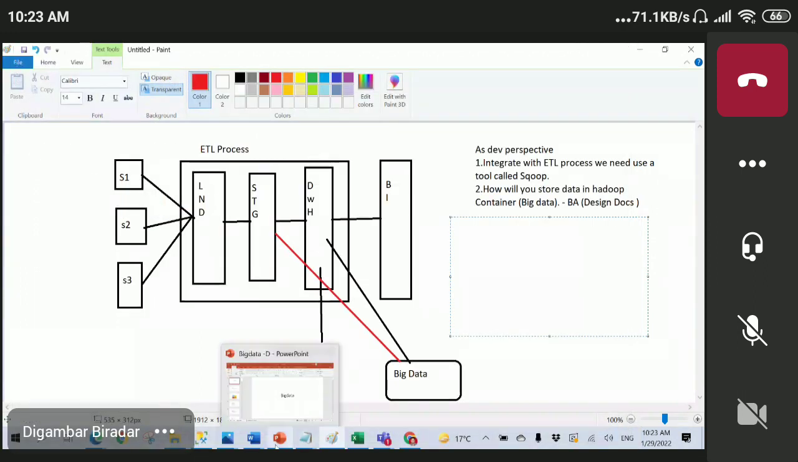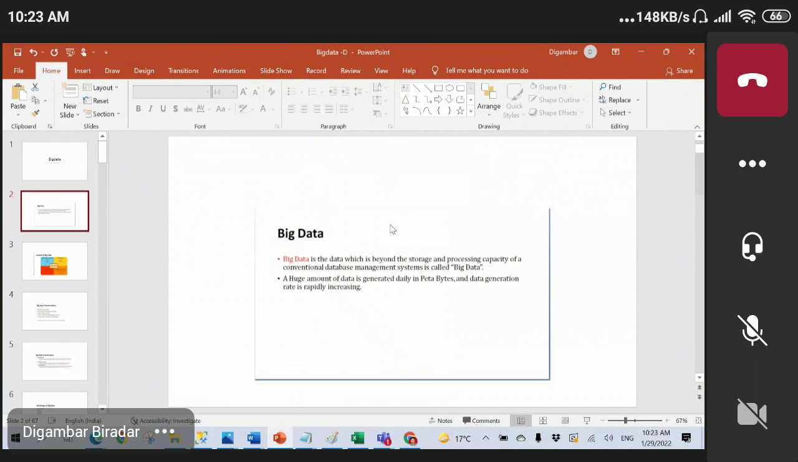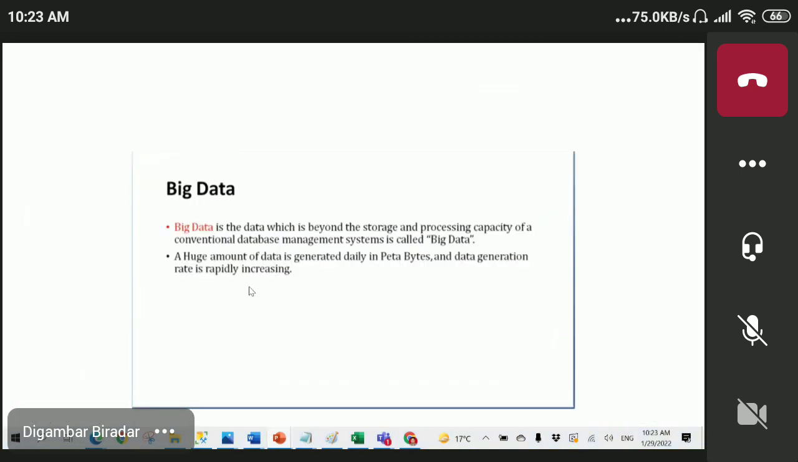Now come to this part. So what is big data? So big data is nothing but the data which is beyond the storage and processing capacity of a conventional database management system is called as big data. A huge amount of data is generated daily, not yearly or monthly. Petabytes, and data generation rate is rapidly increasing because post COVID सारी चीजें ऑनलाइन हो गई.